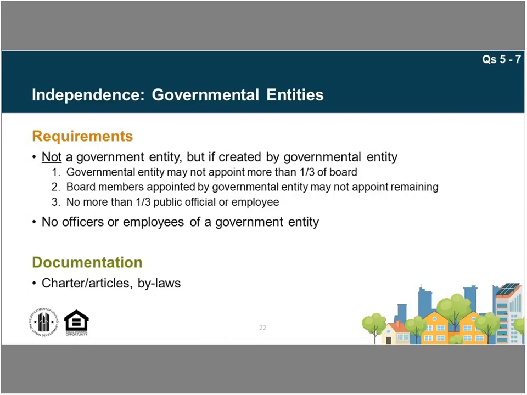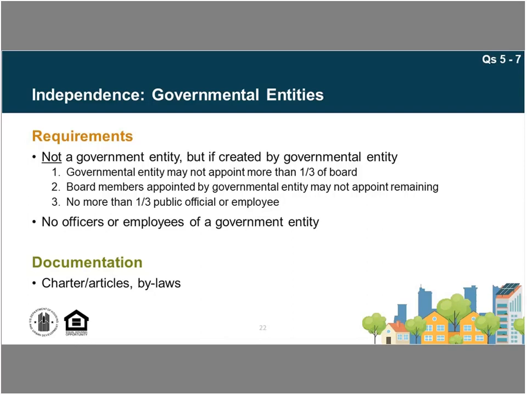Now, there are often questions about officers or employees and public officials and how those terms are interpreted. I just want to say that a public official includes any individual who's an elected or appointed member of any governmental entity. That can include a city council member, a member of the local zoning board, or a member of the local housing authority board. Governmental employees include anyone employed by a governmental entity on a full or part-time basis, even if that individual's job is not related to housing.